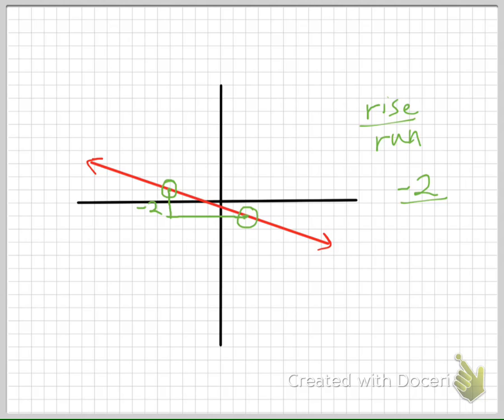What's my run there? 6. It's to the right, so that makes it positive. Right and up are positive, right? This is where my positive x values are. This is where my positive y values are. Down and to the left is negative. Now, -2/6 simplifies to negative 1/3. So the slope of this line is negative 1/3.